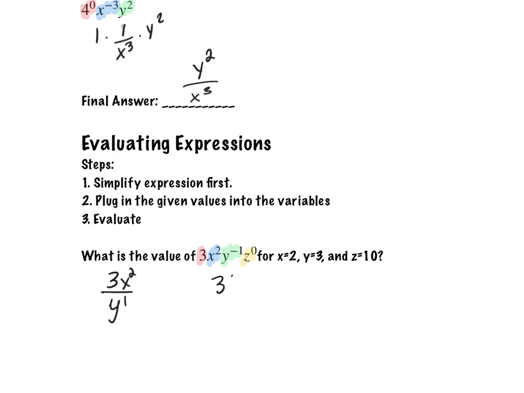So now I can plug in the values, right? So I have 3 times, what's x going to be? 2. Right? So 3 times 2 squared over y. So now I look at order of operations, right? What comes first? Exponents. So 3 times 4 over 3. So what is 3 times 4? 12. Remember, fractions just mean divide, so 12 divided by 3 is 4.